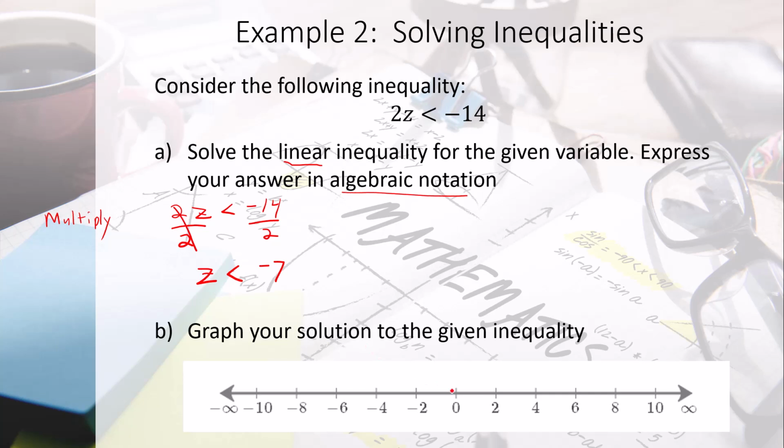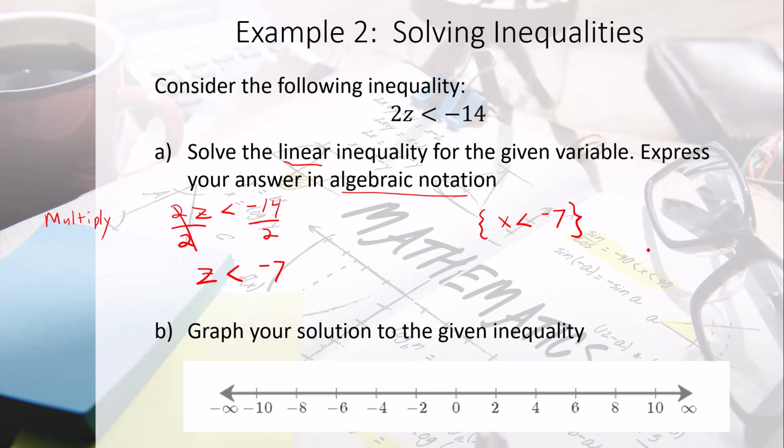Does it make sense? Well, let's suppose z is equal to 0. 2 times 0, is that less than negative 14? No, it is not. That's what we would expect, so it does make sense. So here, our solution is going to be all values of z that are strictly less than negative 7. All values of z that are smaller than negative 7. So our inequality is going to point to the z, and it's going to look like this. This right here is algebraic notation.